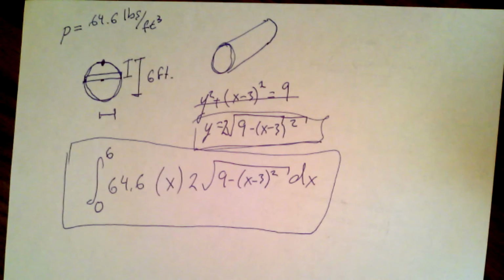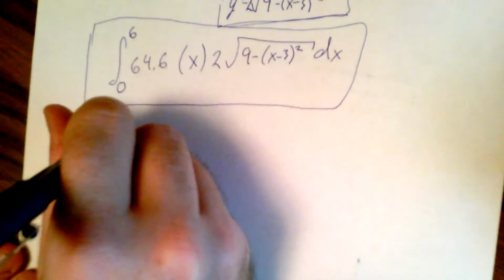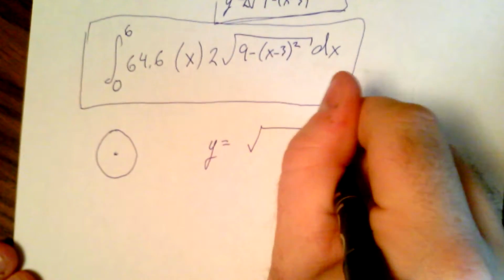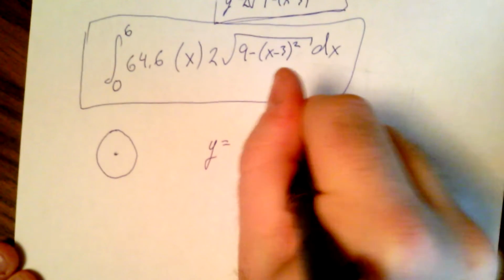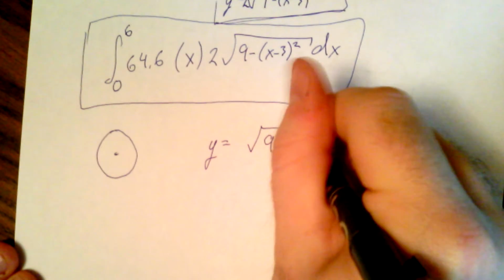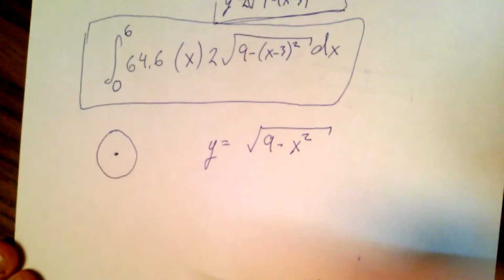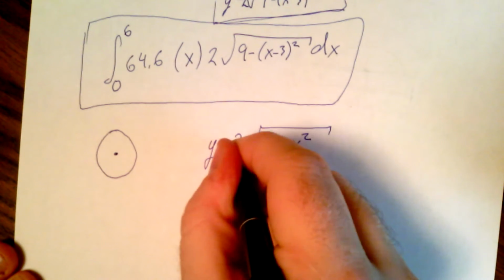I told you you didn't have to put the origin at the top of the tank. You can put it in the center of the tank. That would be fine. If you did something like that, then we'd have our circle like this. The equation for that would be y equals the square root of 9 minus x squared, because our origin is at the center of the circle. Now the distance across is still 2 times that.